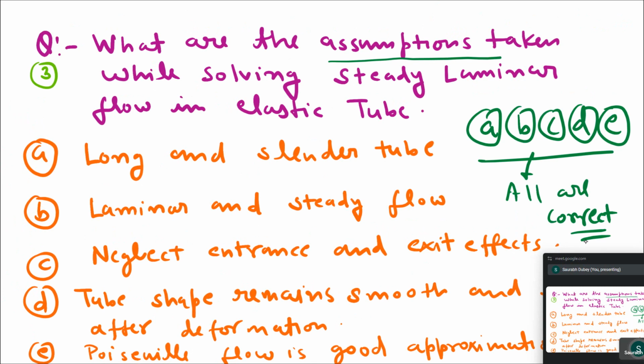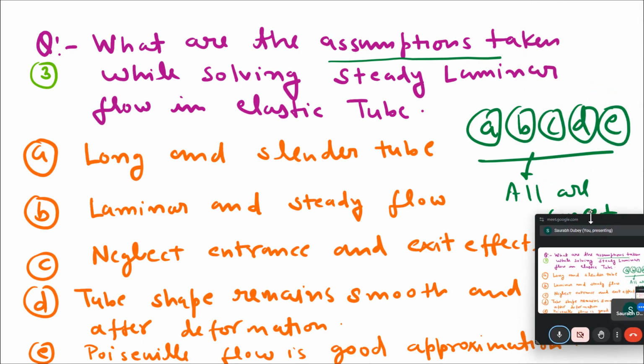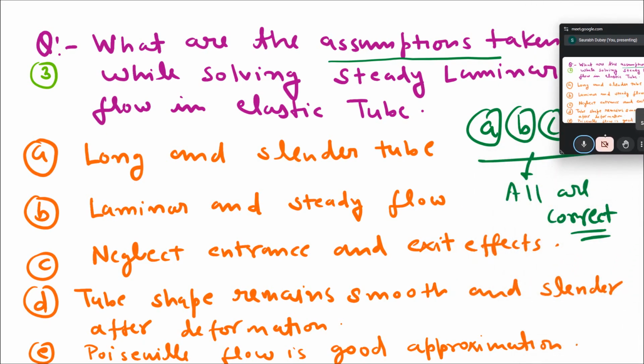So what are the assumptions taken? This is all correct. What are the assumptions taken while solving steady laminar flow in the elastic tube? So, long and slender tube.